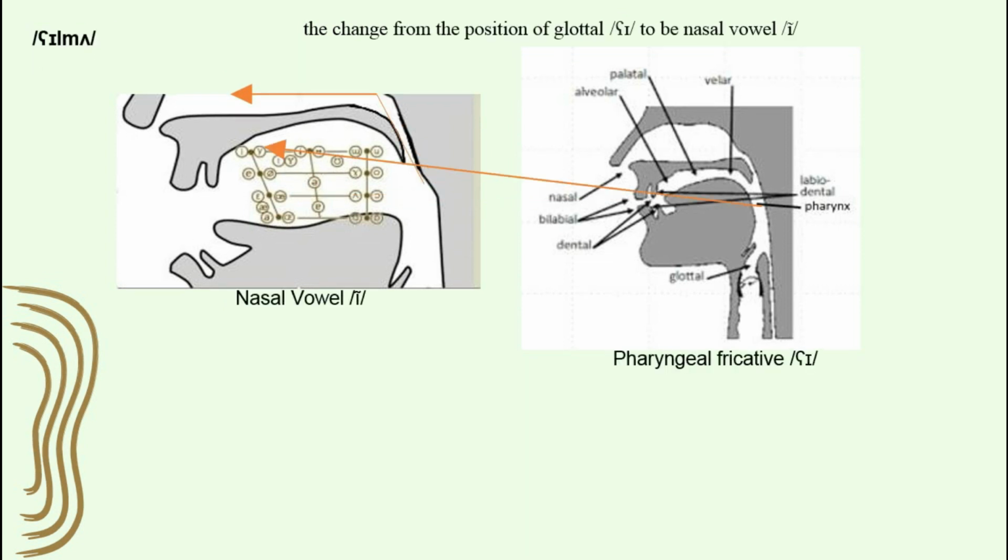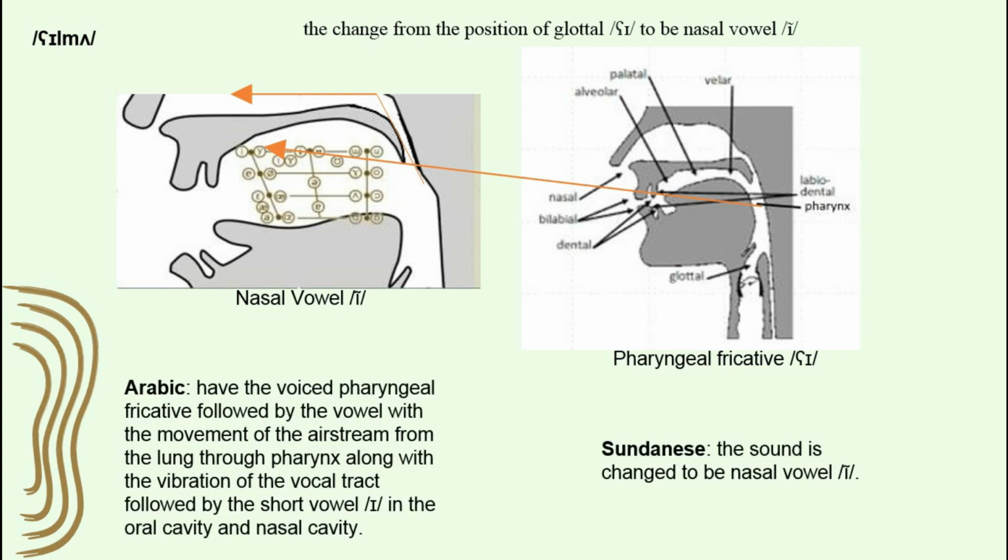This word is the pharyngeal fricative voiced sound followed by the short vowel E that is located in the middle of the sound of ilma. This pharyngeal fricative voiced sound is produced in the beginning. See the picture. It means that in producing this word sound, the native Arab will automatically have the voiced pharyngeal fricative followed by the vowel with the movement of the airstream from the lung through the pharynx along with the vibration of the vocal tract, followed by the short vowel E in the oral cavity and nasal cavity. This sound then involves three places of articulation: first the pharynx, second the oral cavity, and executed in the nasal cavity.